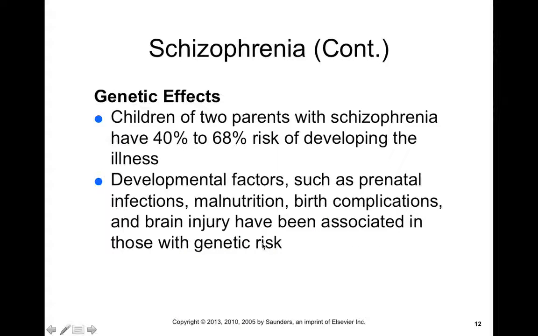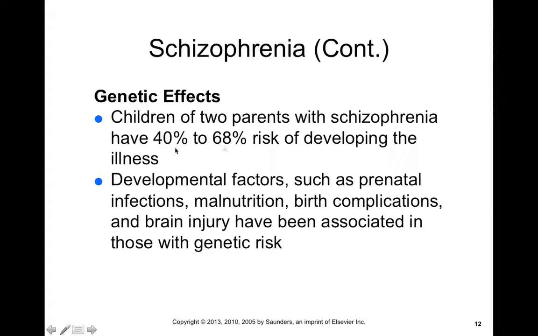Now, there do appear to be some genetic effects with schizophrenia. What we find is that if you're a child of two parents that are schizophrenic, you have a 40 to 68% chance or risk of developing the illness with respect to the general population. So if both your parents have schizophrenia, you're 40 to 68% more likely to develop schizophrenia than the rest of the population. Now, there are other developmental factors, though, and you'd think that if both your parents had schizophrenia, if it were purely genetic, you should see a higher risk with that.